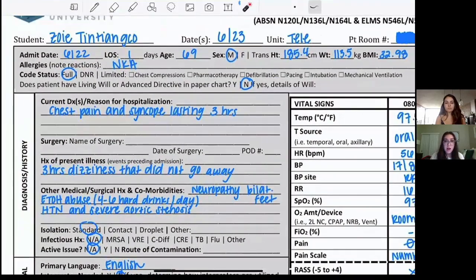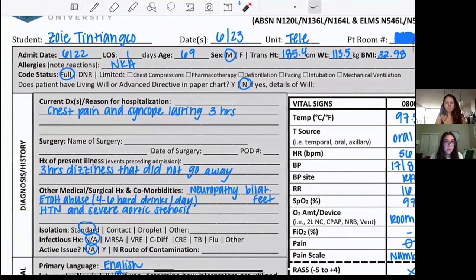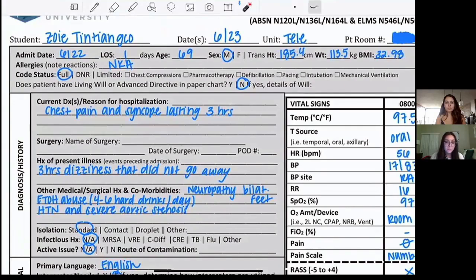Another important section is the allergy section right here. My patient didn't have any allergies. That's what the NKA stands for, no known allergies. But if they did have allergies, you'd want to put them here. There's a lot of common drug allergies or food allergies that you want to be aware of. Their code status you would also put here, and then if they had an advanced directive.